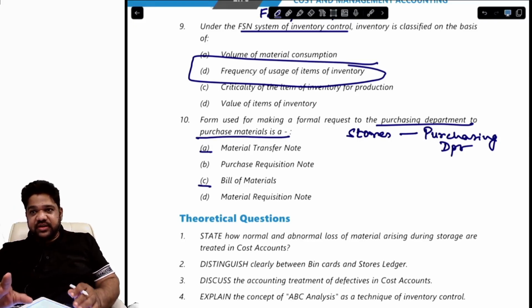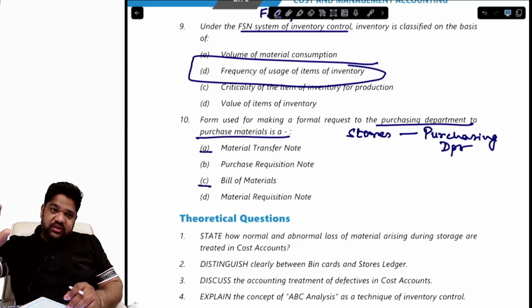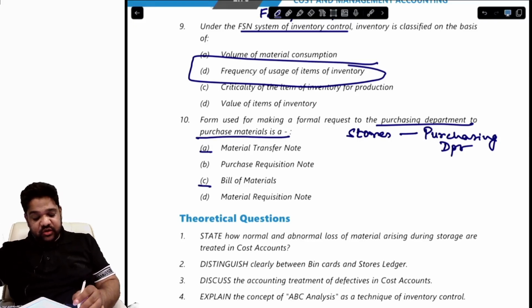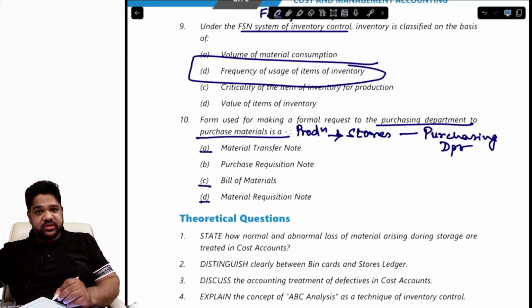The ingredient list tells you, if you want to make this recipe, what are the things that you'll need and what are the quantities you'll need. Then you have the material requisition note. Who gives a material requisition note? Basically, the production department will send it out to the stores department.